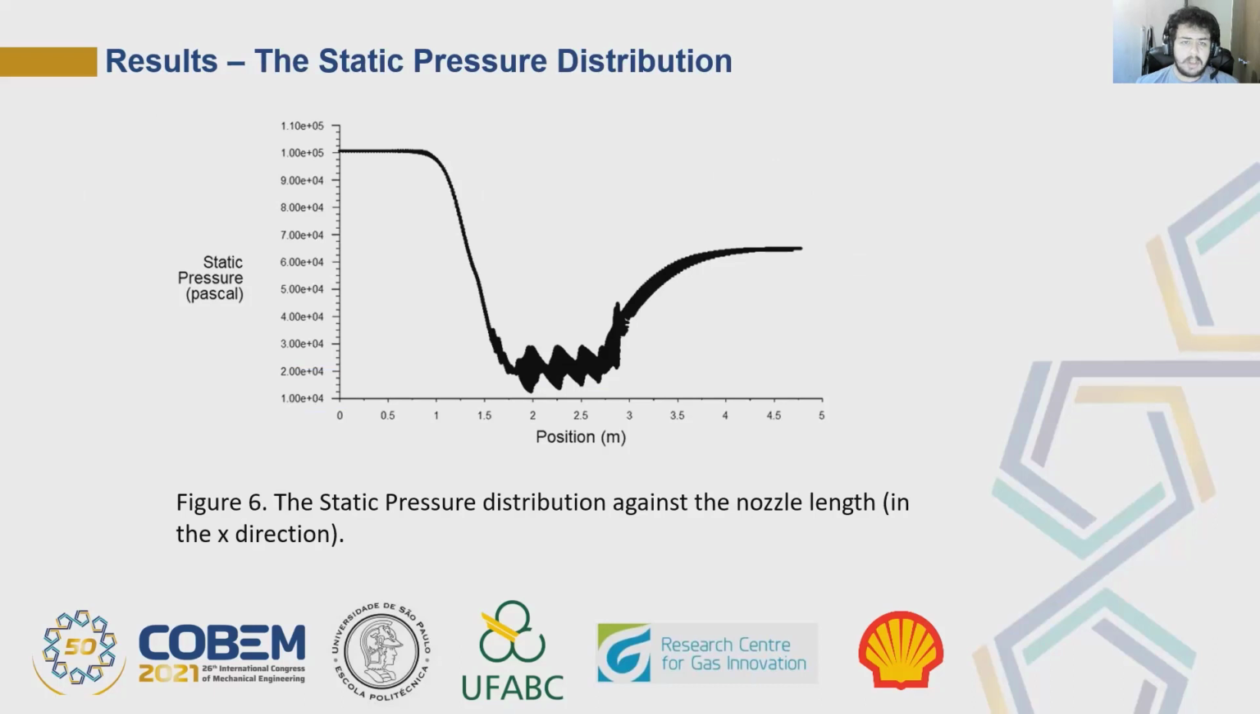And the results, the static pressure distribution, has a drop of pressure fields, and at almost 3 meters we have a normal shock, and the pressure is stabilized. Okay, 770,000 Pascal.